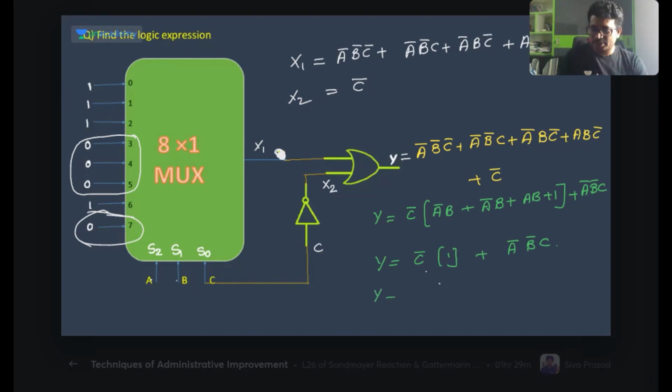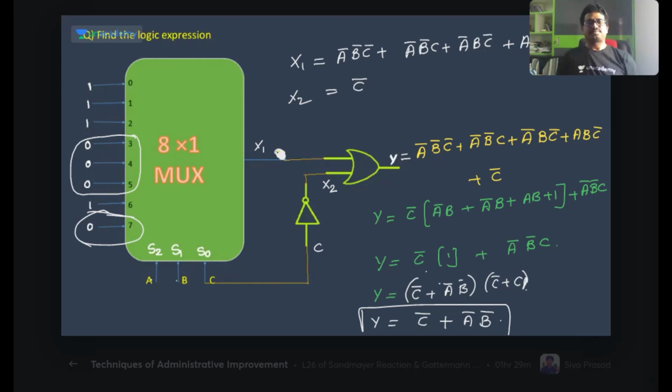And next, after this, I can apply the distribution property. That is C bar plus A bar B bar into (C bar plus C), and C bar plus C is equal to 1. So from this, we can say y is equal to C bar plus A bar B bar. Check this thing. Then finally, we'll get like this.